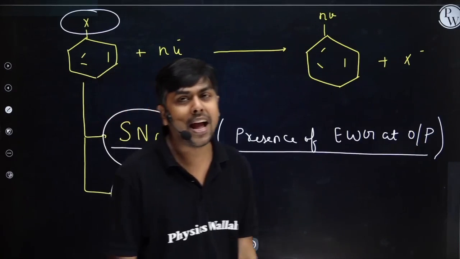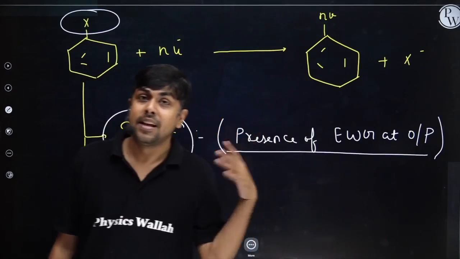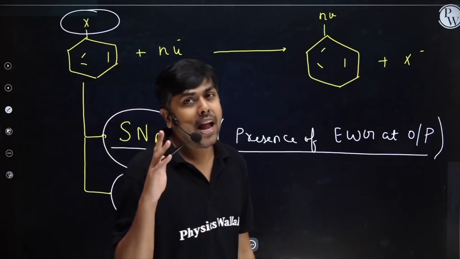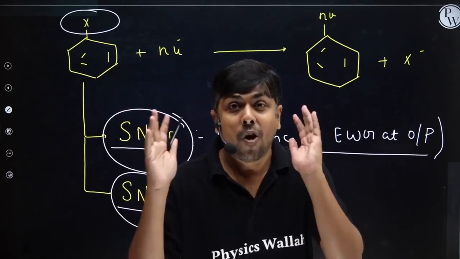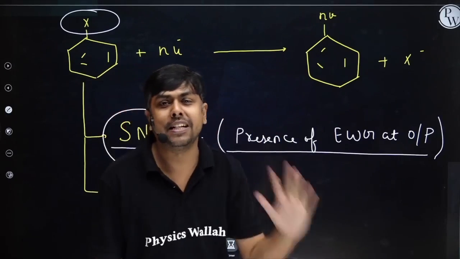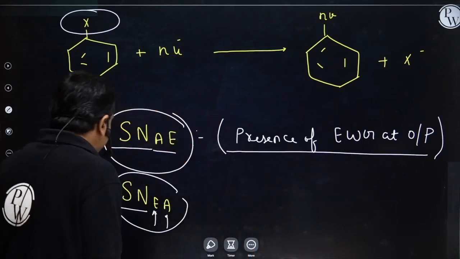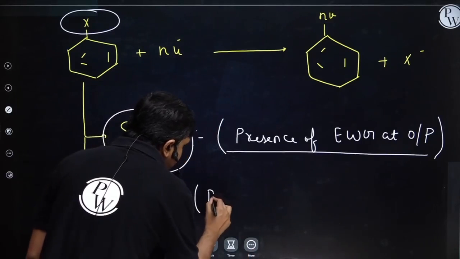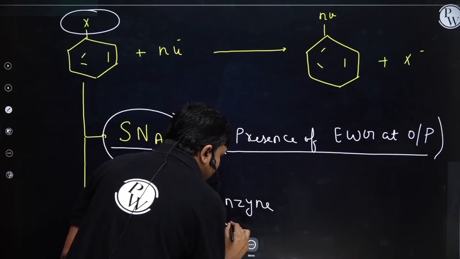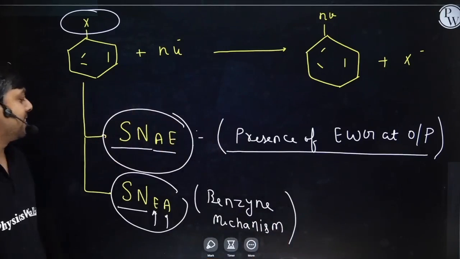Okay. The next one, SNEA, nucleophilic substitution, elimination, addition reaction. Here first we will have the departure of hydrogen. We will have the removal of hydrogen. Here I will have first an acid base reaction. I will have the formation of an intermediate benzyne, and on this highly unstable benzyne intermediate, the incoming nucleophile will attack, and I will have my nucleophilic substitution reaction. Basically, this reaction pathway is also referred to as the benzyne mechanism. Why benzyne mechanism? Because we will have the formation of an intermediate which is referred to as benzyne.